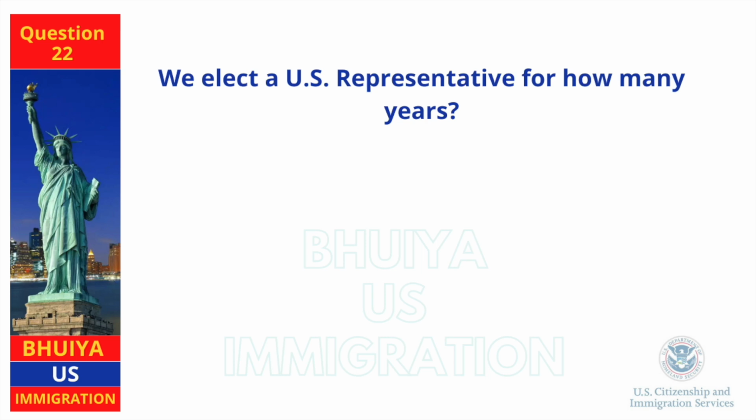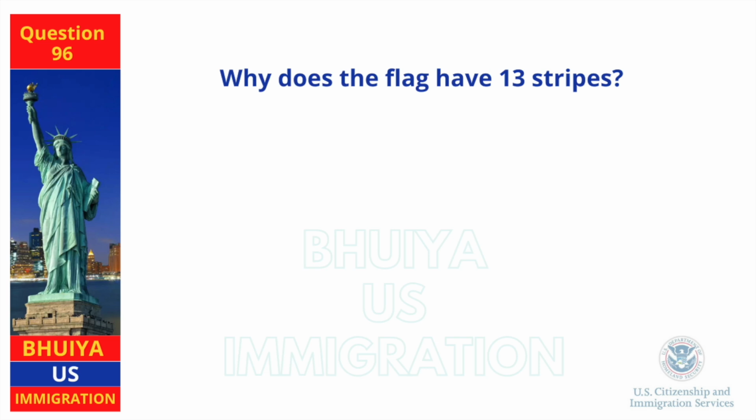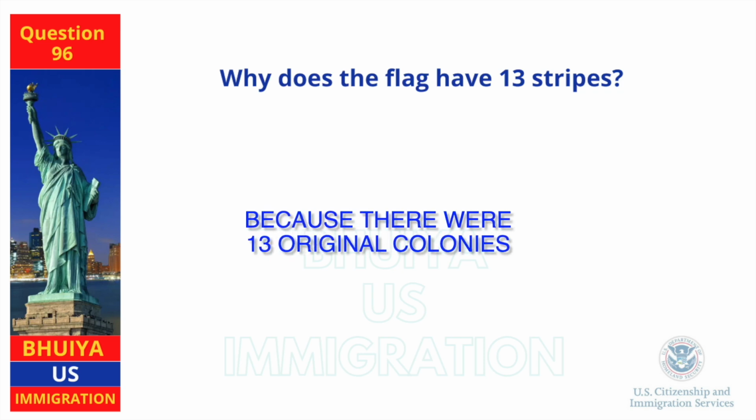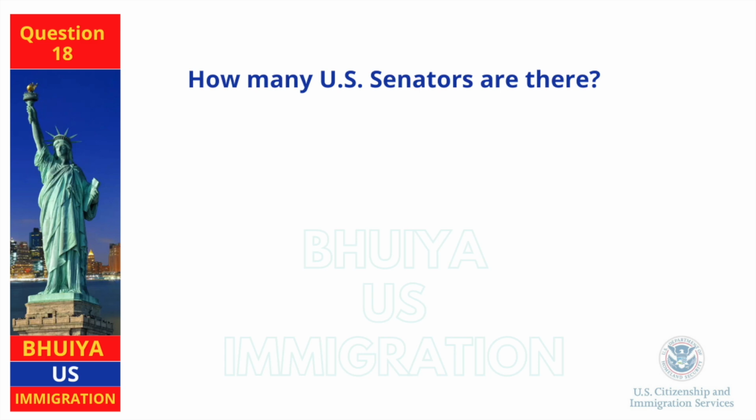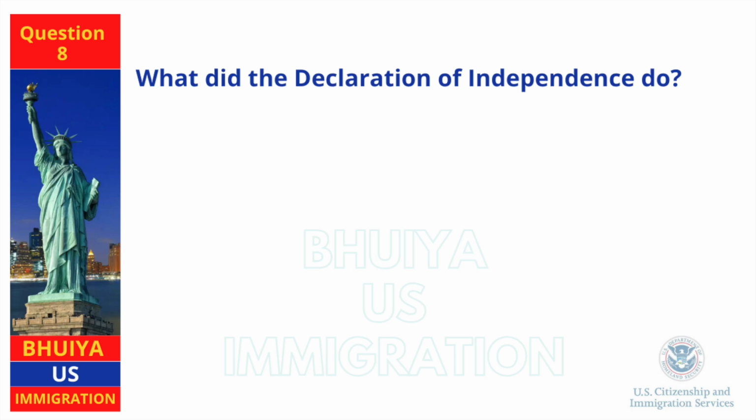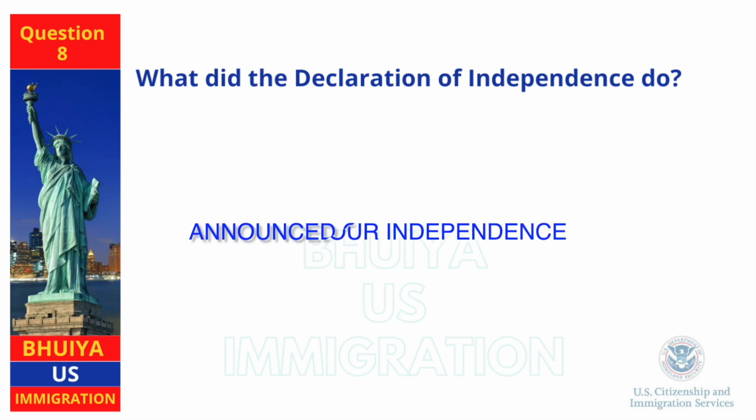We elect a U.S. representative for how many years? 2. Why does the flag have 13 stripes? Because there were 13 original colonies. How many U.S. senators are there? 100. What did the Declaration of Independence do? Announced our independence from Great Britain.